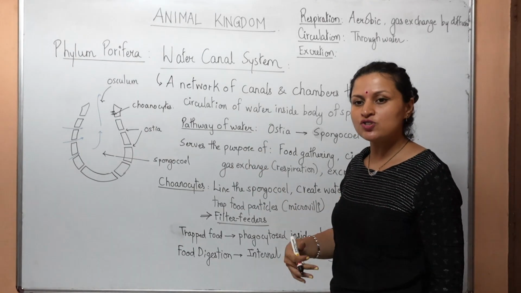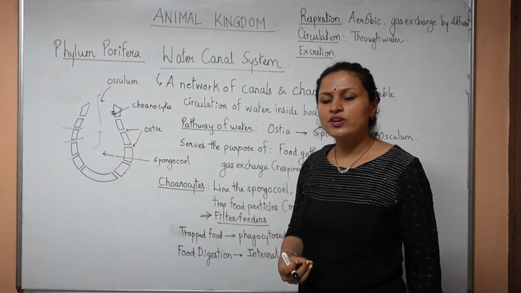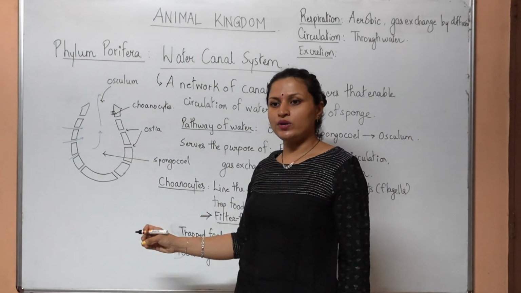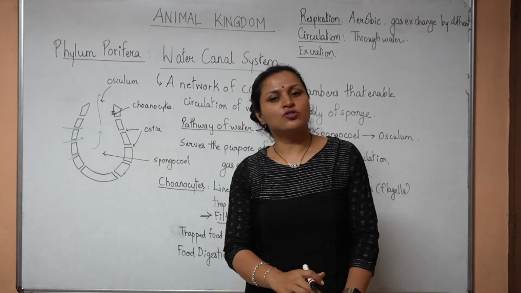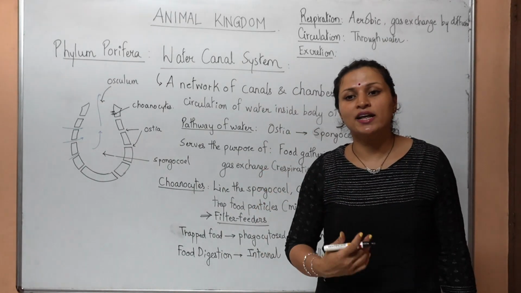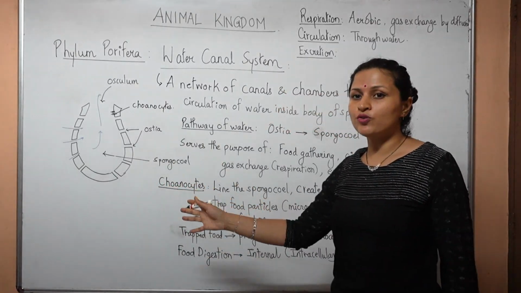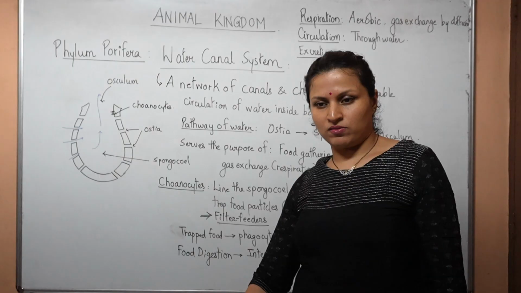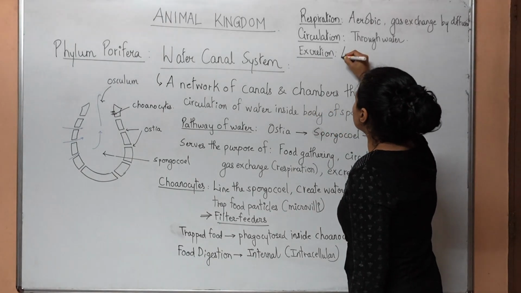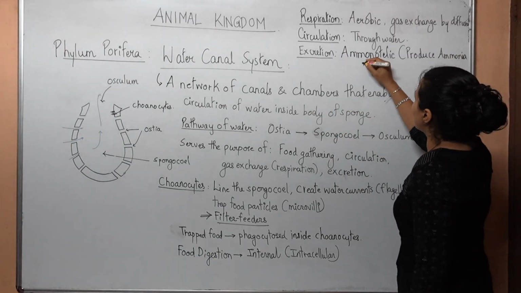We produce urea and we are called ureotelic animals. They produce ammonia. Urea, by the way, has two ammonia groups combined together to produce urea. We are ureotelic animals and these are ammonotelic animals. Most of the aquatic forms produce ammonia as their metabolic waste. They are ammonotelic, produce ammonia as metabolic waste.